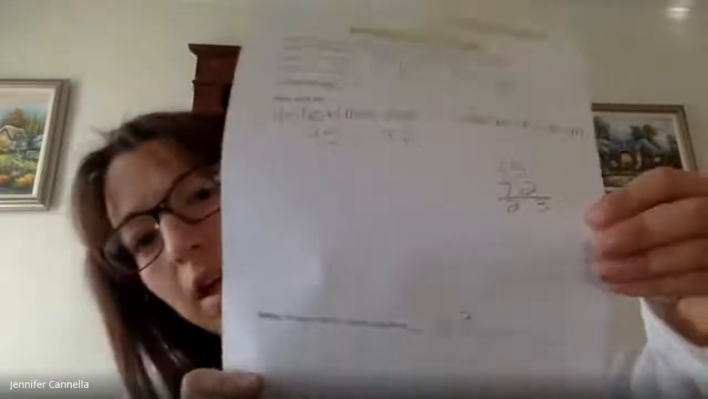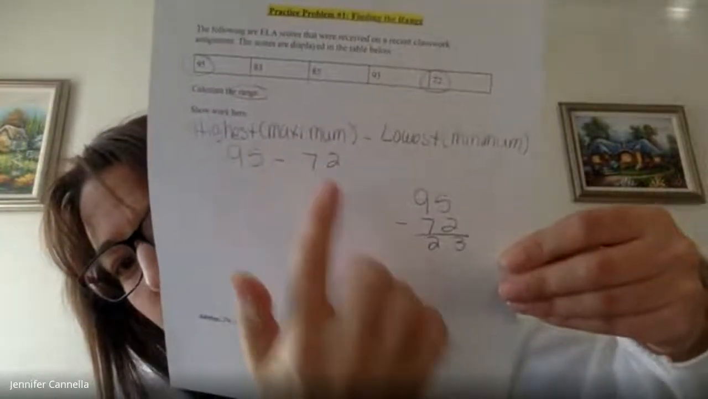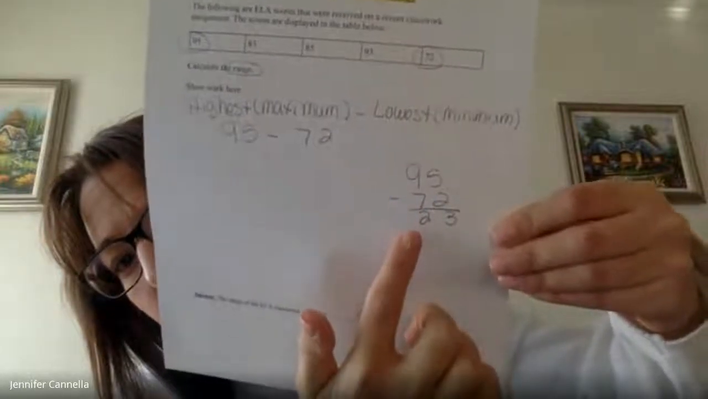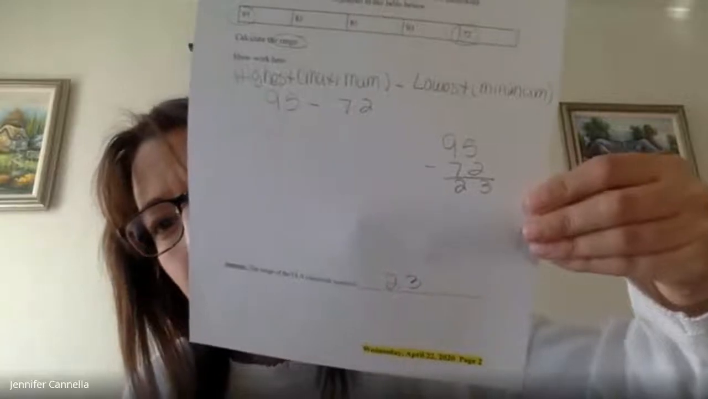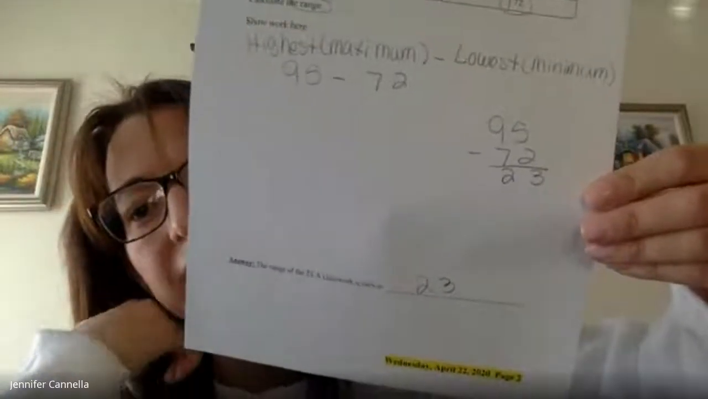Write that down. Looks like this. Good job, Angelina. The highest is 95. It's the largest, the maximum. The lowest is the minimum, which is 72. 95 minus 72 is 23. Therefore, the range is 23. It's very simple. Highest minus lowest. Can't get any easier than that. If you need to say something, you're going to write it in the chat, okay?